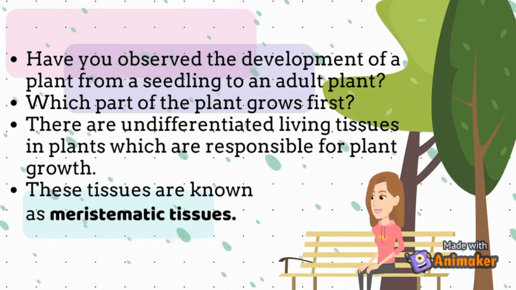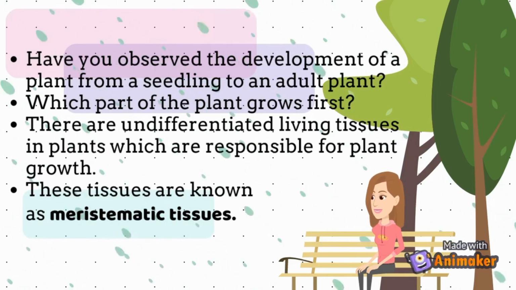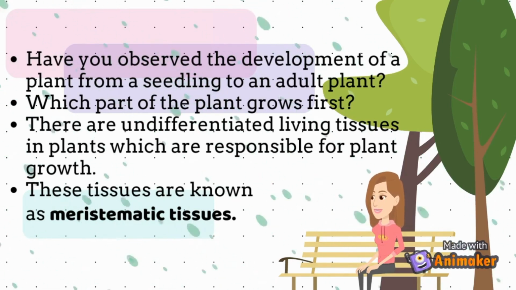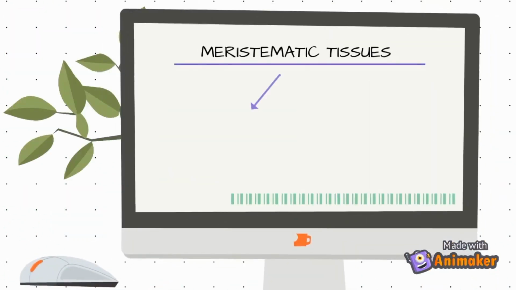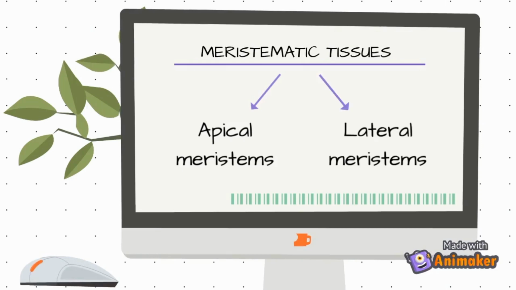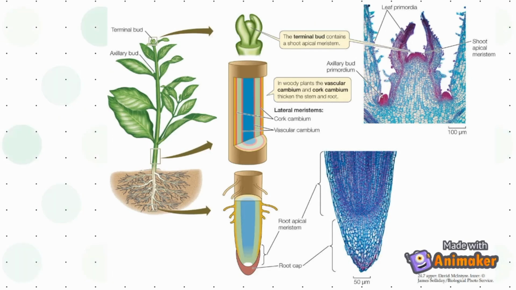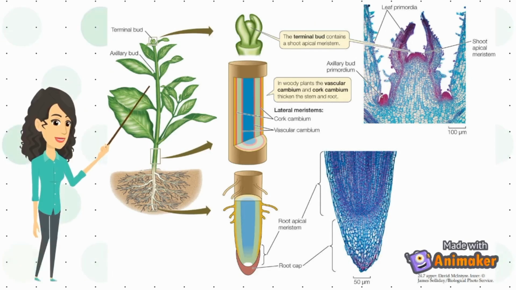They are undifferentiated living tissues in plants which are responsible for plant growth. These tissues are known as meristematic tissues. Meristematic tissues are divided into two, namely apical meristems and lateral meristems. Apical meristem tissues are located at the tips of plant shoots and roots, whereas lateral meristem tissues consist of vascular cambium and cork cambium.